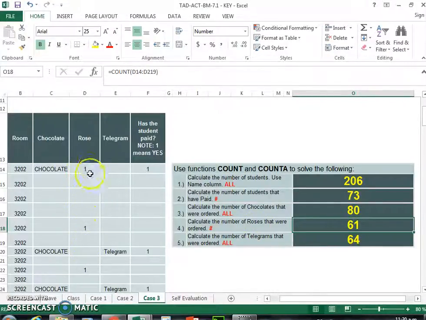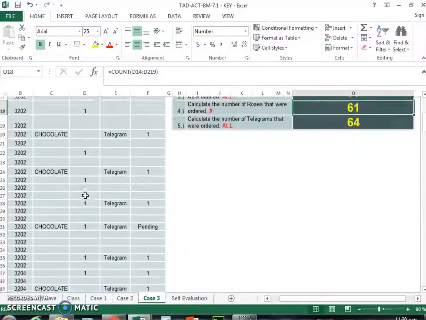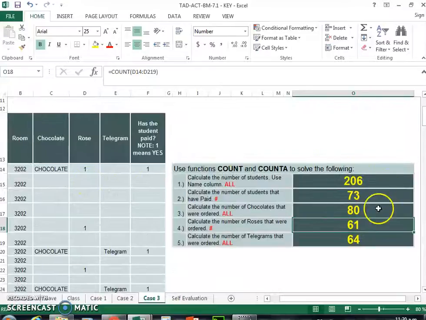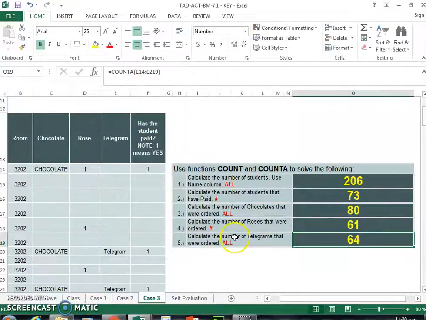Now count the total number of roses ordered. So we want to count the cells containing number 1, not the word no or blank cells, only number 1. So we are using count. Count counts only numbers from D14 to D219, and the answer is 61.